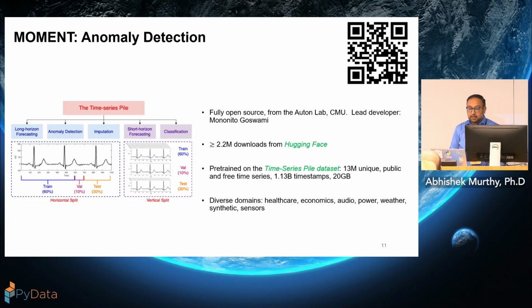To start with, they created their own data set, which is also public. It's an interesting data set called the Time Series Pile. It has about 13 million different time series spanning about 1.13 billion timestamps. In a modern sense, it's a very small data set. It fits on your laptop, right? It's 20 gigs. But they claim to have covered, again, diverse domains that they can use to pick up on all these fundamental structures that I talked about. And they train the MOMENT model based on this data set.